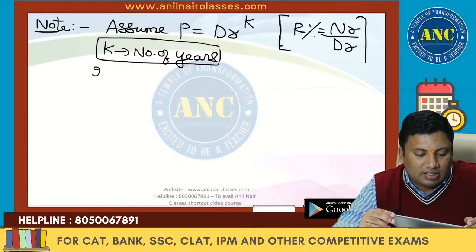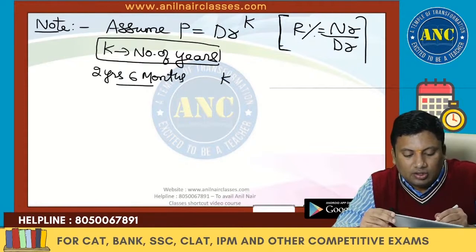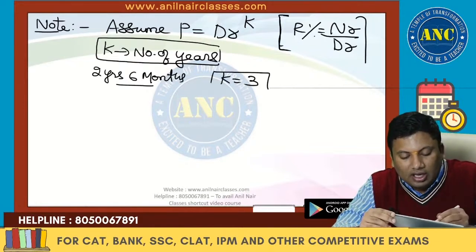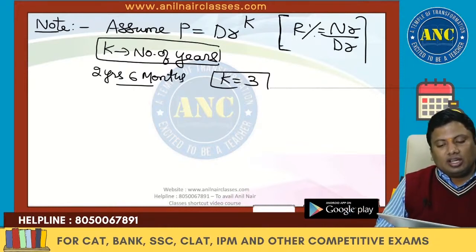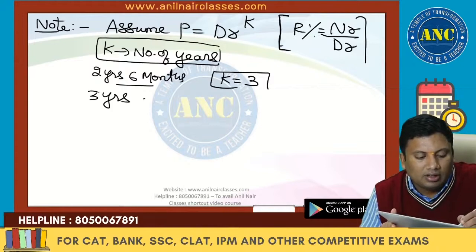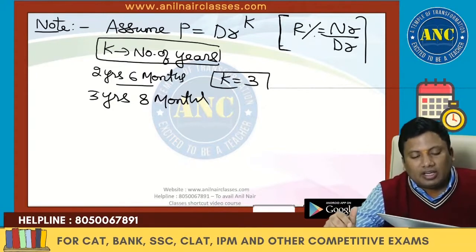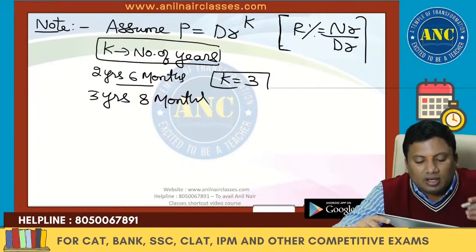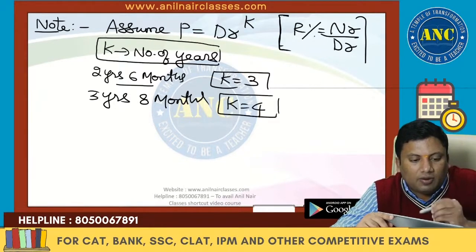Suppose it is 2 years, 6 months. 6 months is progressing in the third year. So put k equivalent to 3, the number of years. Suppose it is 3 years 8 months. 3 years are over, the fourth year is in progress, the eighth month is under progress. So take k equivalent to 4.